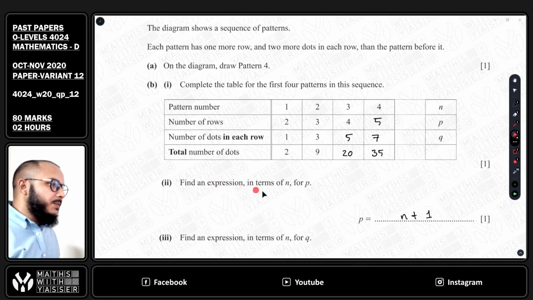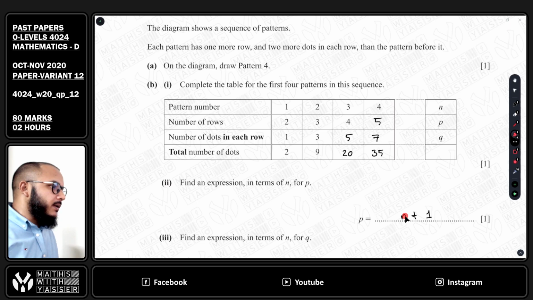Then it says find an expression in terms of n for p. So this is what we need to figure out. So we have the expression of p should be n plus 1, n representing the number of the pattern.